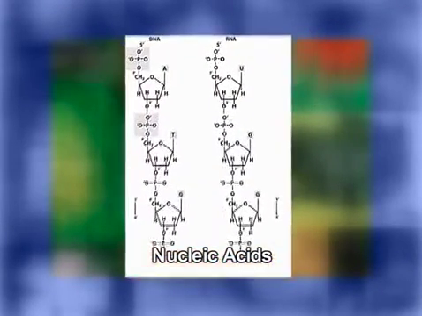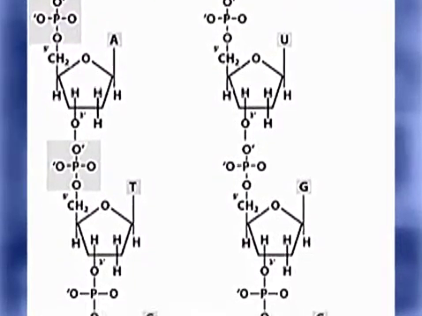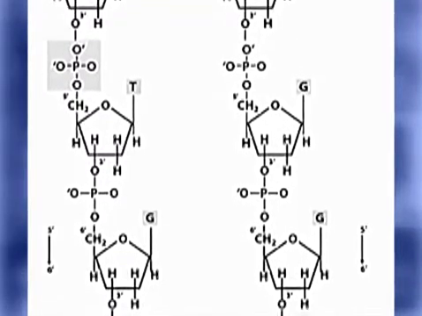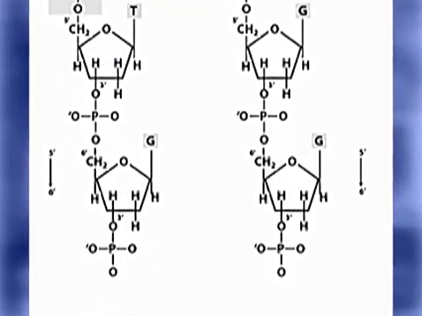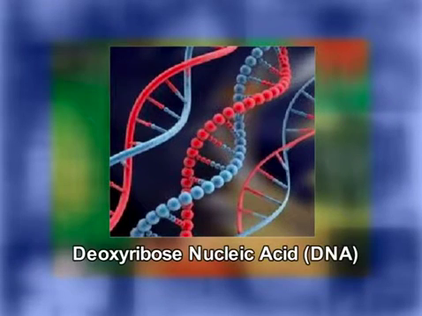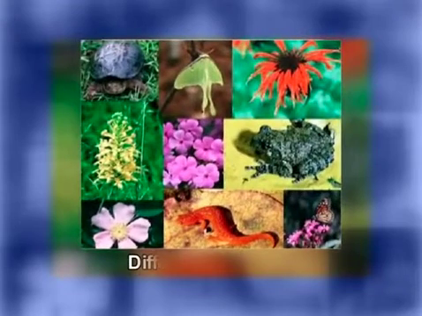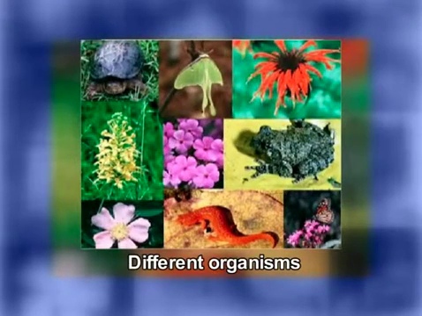Nucleic acids are the most important constituents of the nucleus, having the ability to store and transmit genetic information from one generation to the next. There are two types of nucleic acids: one, deoxyribose nucleic acid or DNA, and two, ribose nucleic acid or RNA. Both constitute the genetic material in different organisms, and DNA is the predominant genetic material in most organisms.